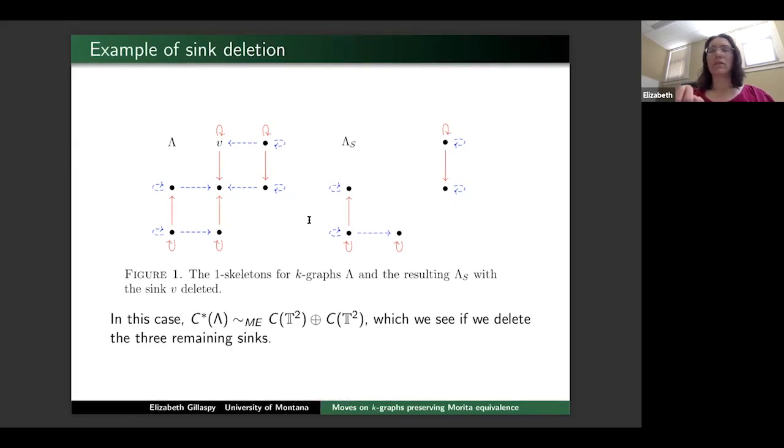So a single vertex with one red and one blue loop, the C-star algebra of that k-graph is the continuous functions on the two torus. And so this k-graph that we started with, its C-star algebra is then Morita equivalent to the direct sum of two copies of the continuous functions on the two torus, which to me is not obvious if you just look at the picture. Perhaps it is to Alex or David, somebody who's been working with this for decades, but not to me. So that's sink deletion. That's I think the easiest of the three moves to explain.